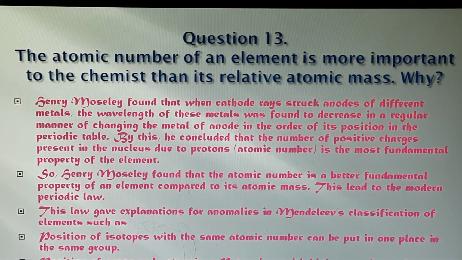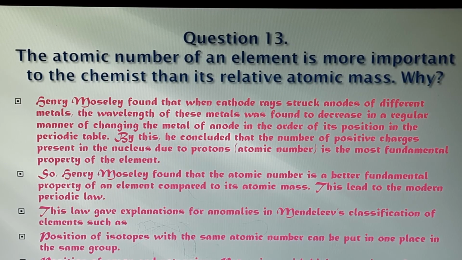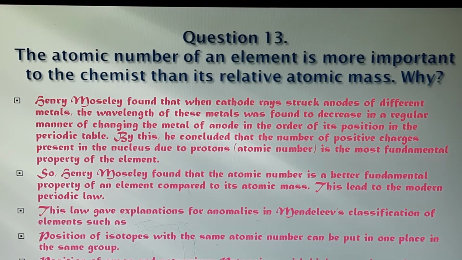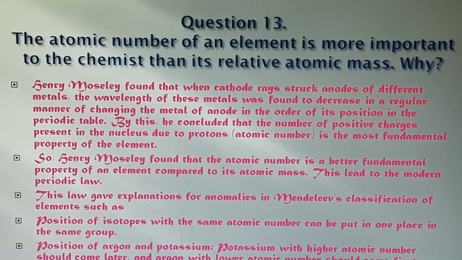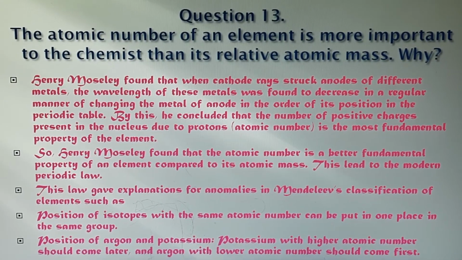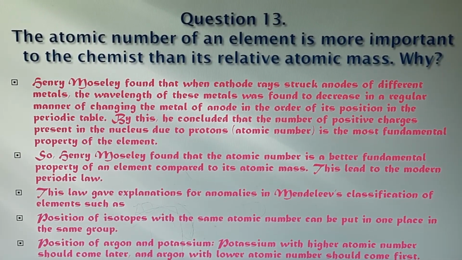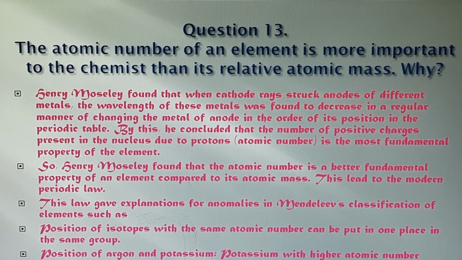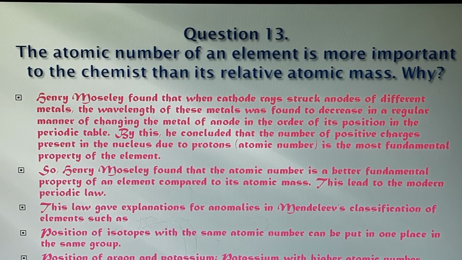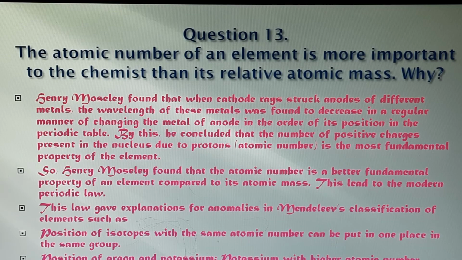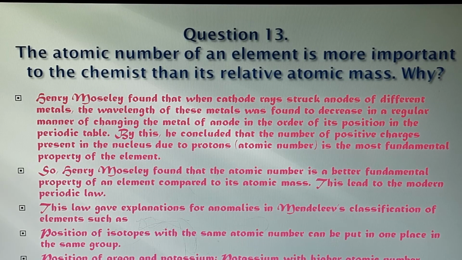The atomic number of an element is more important to the chemist than its relative atomic mass. Why? So there's a very big question as to why it is important. Henry Moseley found that when cathode rays struck anodes of different metals, the wavelength of the X-rays was found to decrease in a regular manner on changing the metal of the anode in the order of its position in the periodic table. By this, he concluded that the atomic number, the number of positive charges present in the nucleus due to protons, is the most fundamental property of the element.